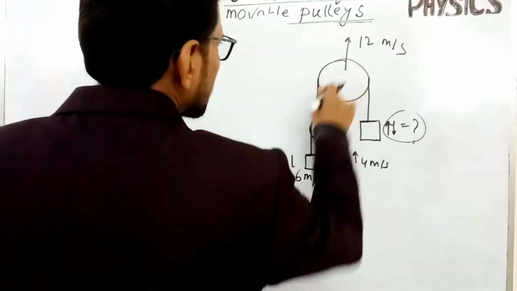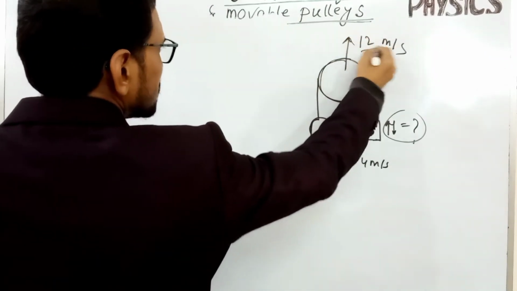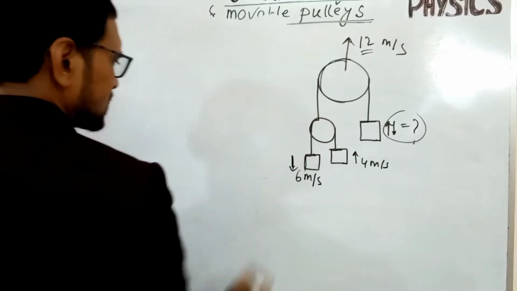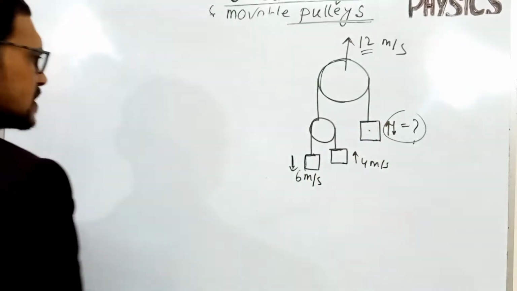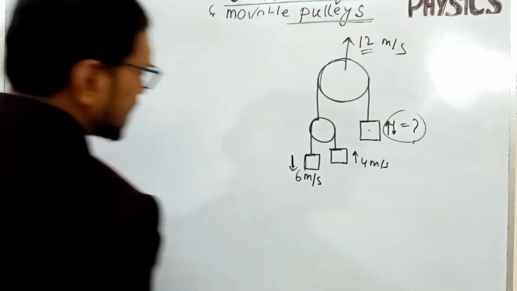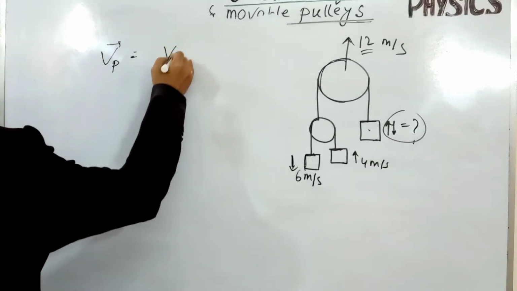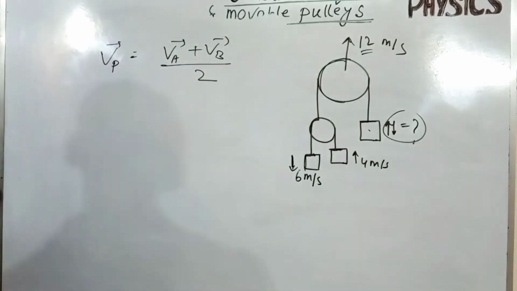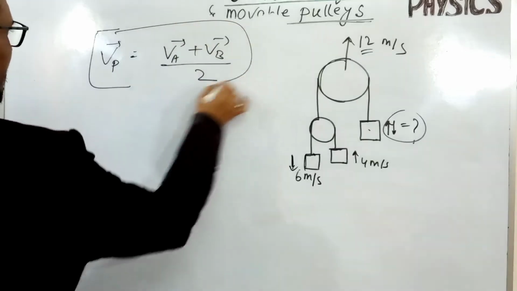For this problem, this pulley is moving upward with a velocity, this block is moving downward, and this block is moving upward. What is the velocity of this block? In this type of question we apply a general formula: velocity of pulley equals (Va plus Vb) by 2. This is the general formula.